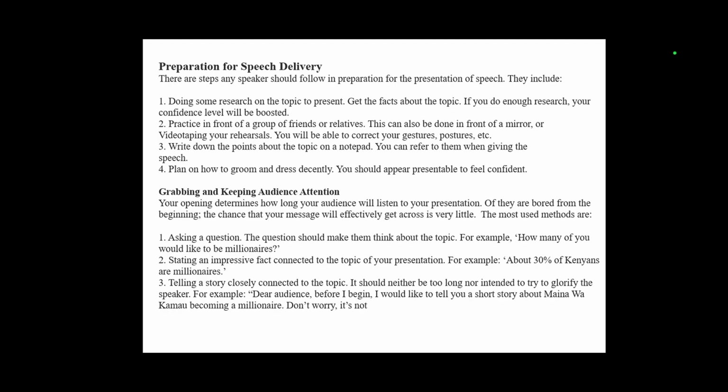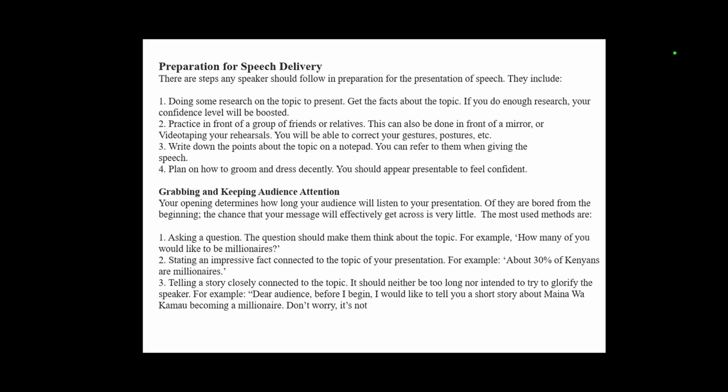Two, stating an impressive fact connected to the topic of the presentation. For example, about 30% of Kenyans are millionaires. Wow, that's interesting. It's a fact. Now, three, telling a story closely connected to the topic. It could be an anecdote.